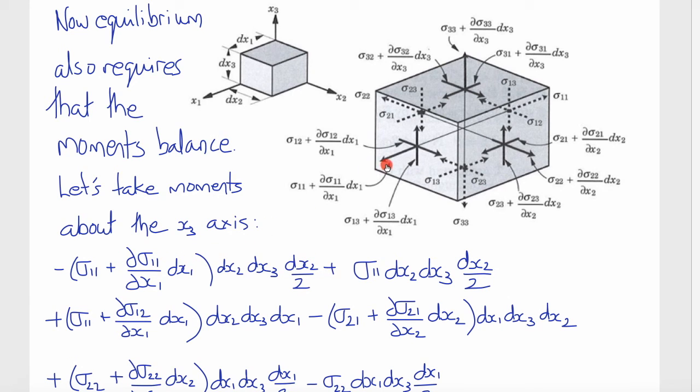So that would include contributions from sigma 1,1 here and sigma 1,1 there with a moment arm of dx2 divided by 2. So therefore, we get sigma 1,1 plus del sigma 1,1 dx1 times dx1. So this force here times this area, dx2, dx3, times this moment arm, dx2 divided by 2, plus this positive moments in a right-handed sense about x3, sigma 1,1 times this area, dx2, dx3, times this moment arm here, which is dx2 upon 2.